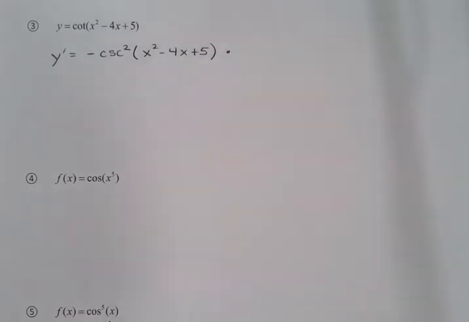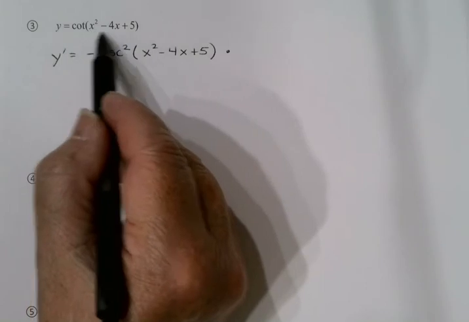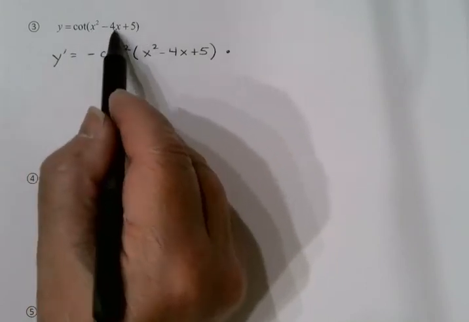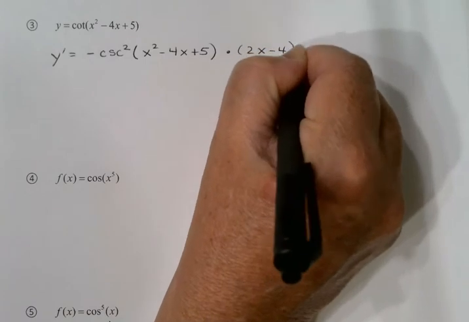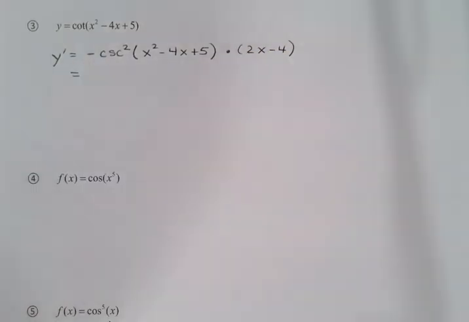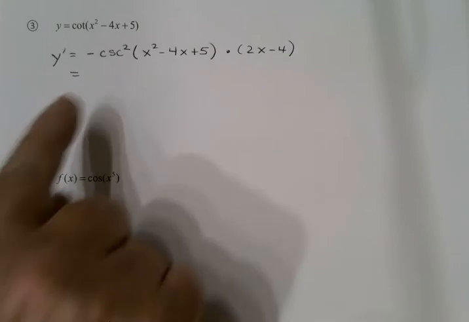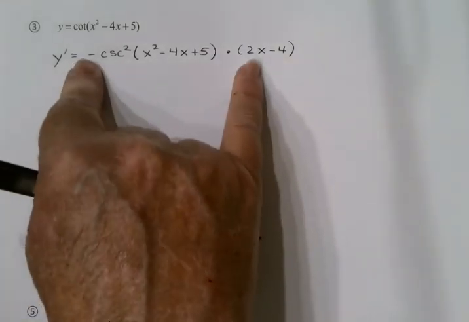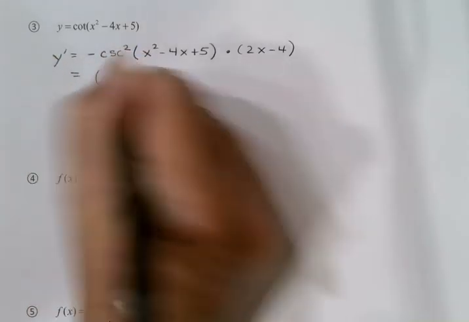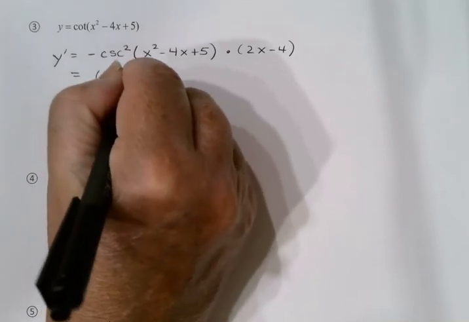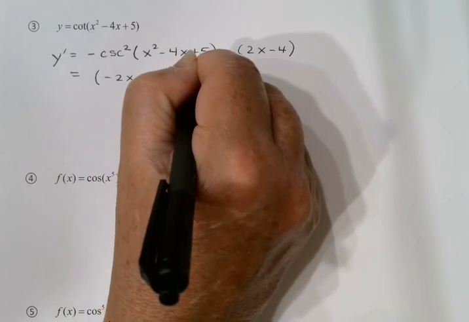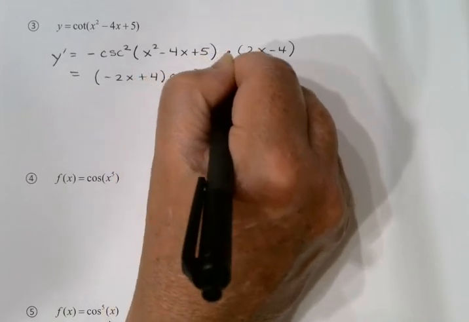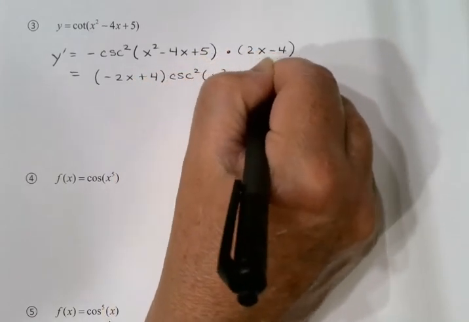So there was the outer function's derivative. I now multiply by the derivative of the inner function, 2x minus 4. Not a whole lot I can do here. Probably just going to bring the negative into the multiplier. So maybe I'll call that negative 2x plus 4 multiplied by the cosecant squared of x squared minus 4x plus 5.